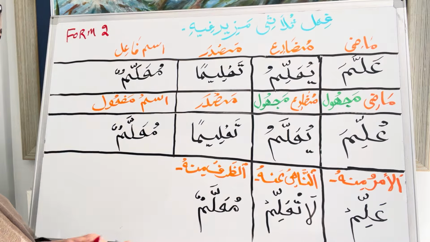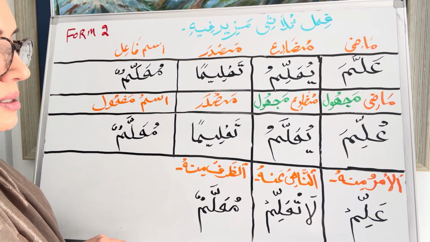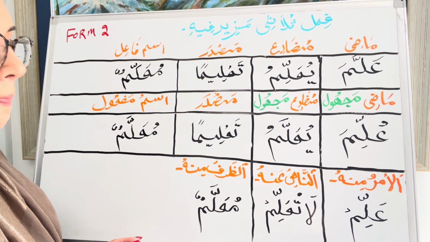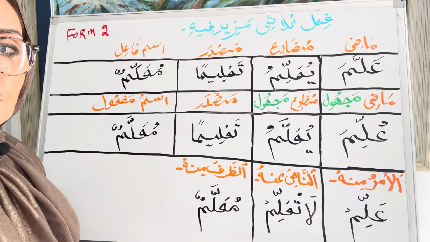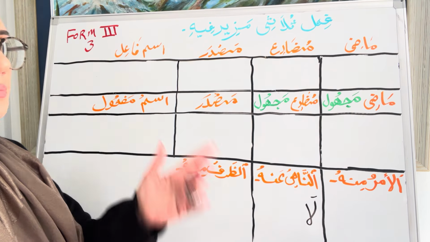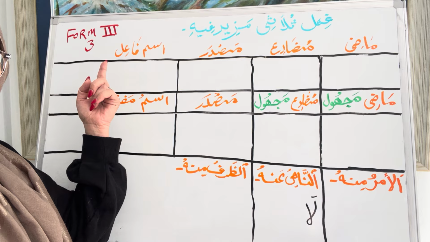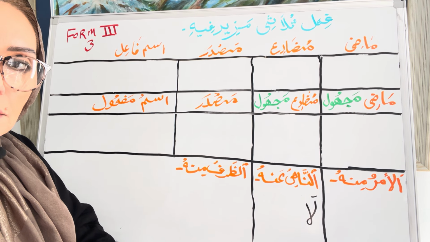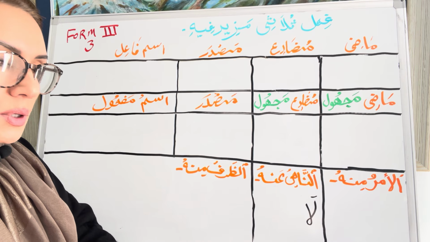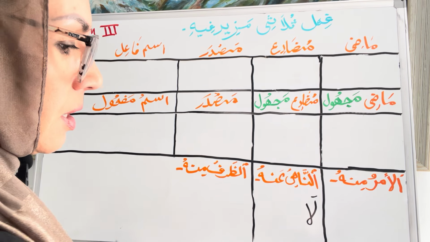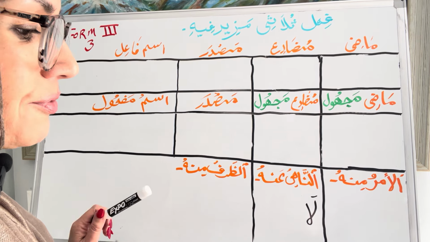All right, so I'm going to go ahead and erase this, and then inshallah we will come back with our form 3. Okay, so now we're going to be talking about form 3. Now I'll show you what is added in form 3 to the basic 3 letter verb. In this form, an alif is added.